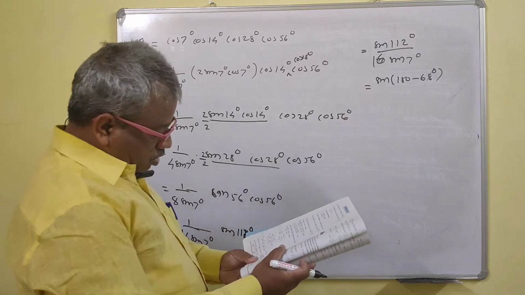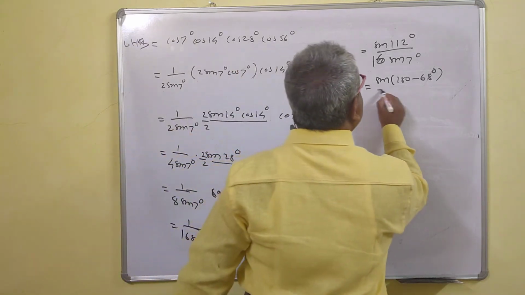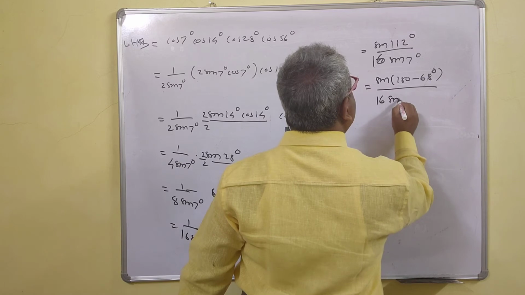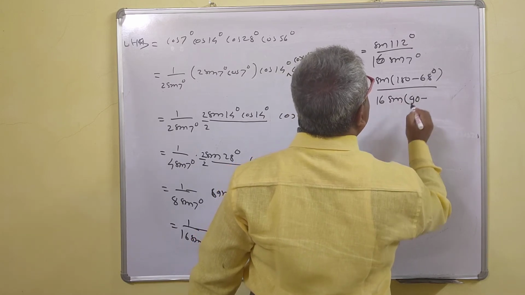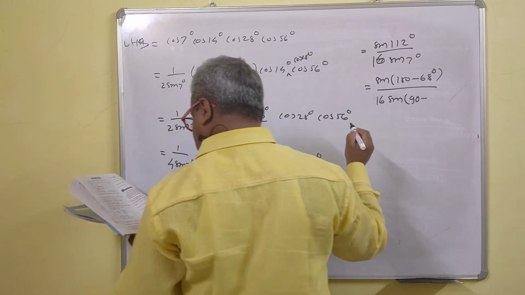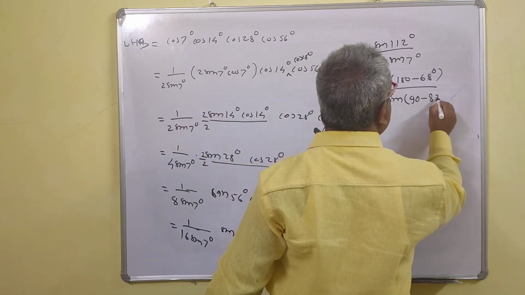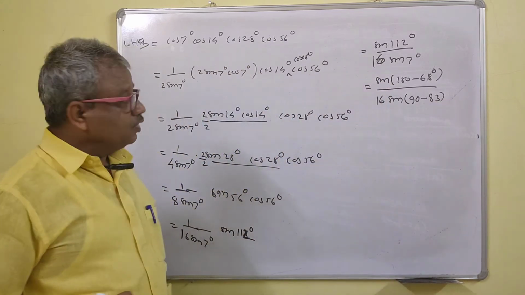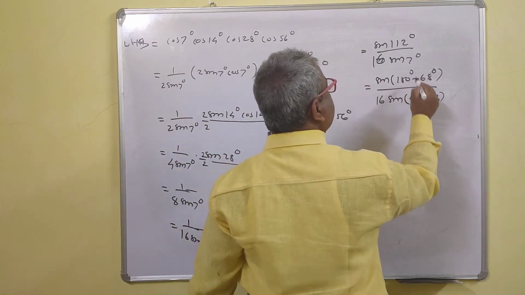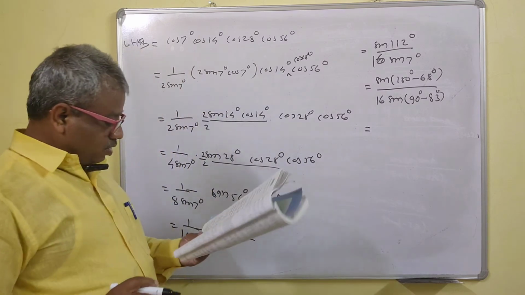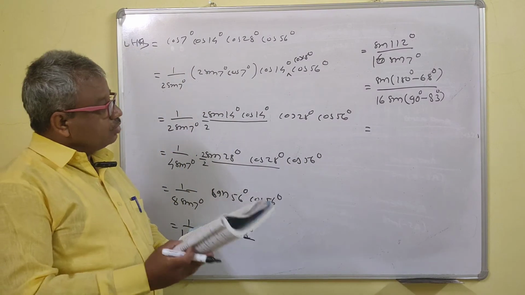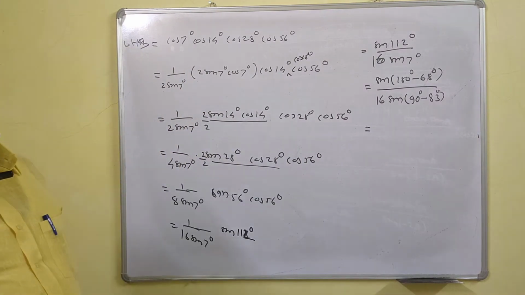Now your denominator has 83 now. So I can write this as 16 into sin of 90 minus 83 degree. Yes, 83 degree now. So write degree here. So now see, you want 16. Yes, 16 is already there.